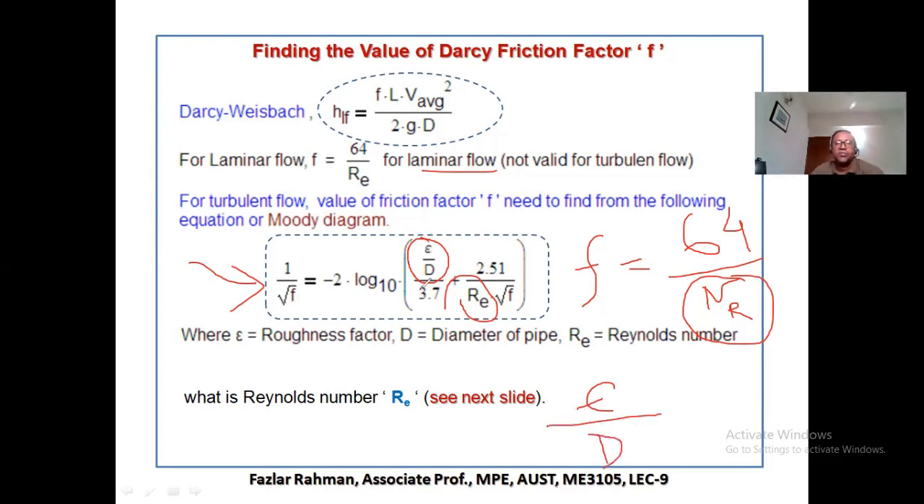So the value of F also depends on the friction factor. If the pipe is smooth like glass, loss will be less. But if the pipe is rough, the friction factor will be high and loss will be high. Now, how will you measure this epsilon value? The diameter of the pipe, you will get it. How will you get this one? That is the surface roughness of the pipe.